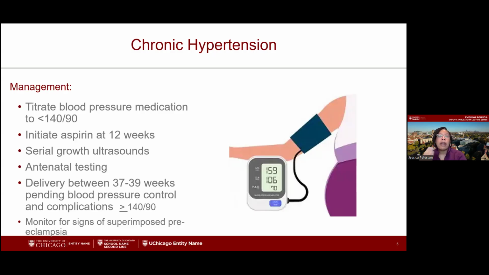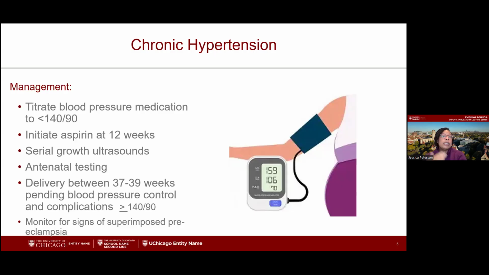So if people have very well controlled blood pressures, they've been on a stable dose of medications, then typically we would do 39 weeks. But if they have increasing blood pressure medication requirements or it's not well controlled, it could be as early as 37 weeks. All of these is considered a term delivery. It's just a matter of reducing the complications by keeping the person pregnant, the complication primarily being preeclampsia and the associated poor outcomes. And then throughout the course of their pregnancy, we would monitor them for signs of preeclampsia.